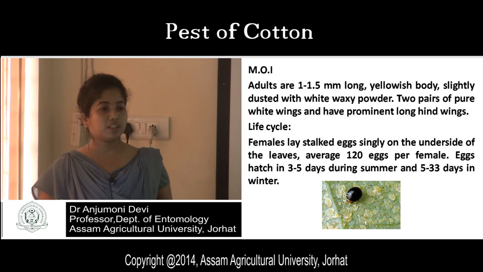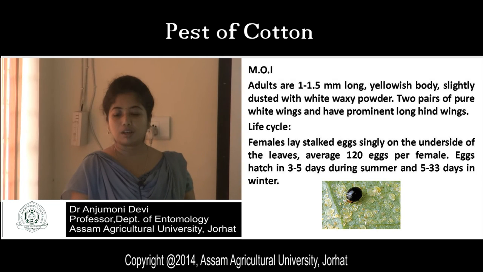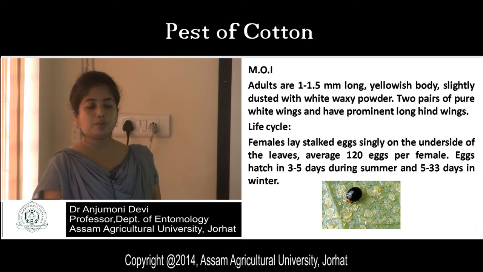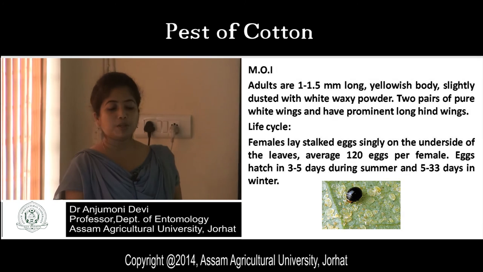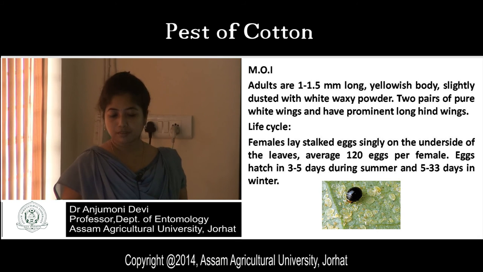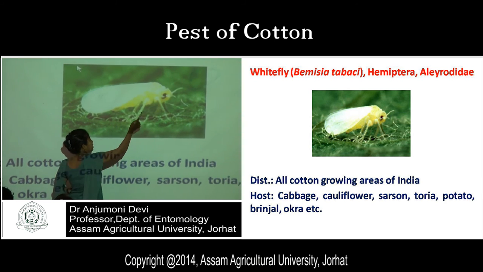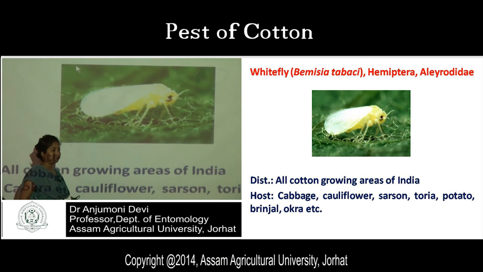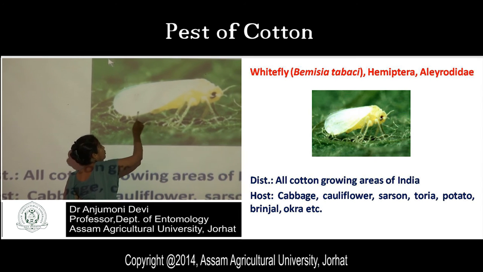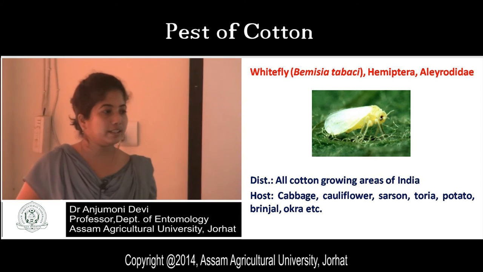Then the marks of identification. Adults are 1 to 1.5 millimeter long, with a yellowish body slightly dusted with white waxy powder. Two pairs of pure white wings and prominent long hind wings. See this one, the body is yellowish and the wing is pure white, with some dust-like appearance. Body is yellowish but the wing is completely white and the hind wing is slightly longer.